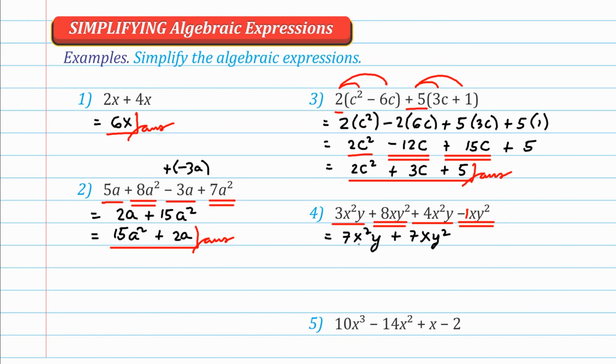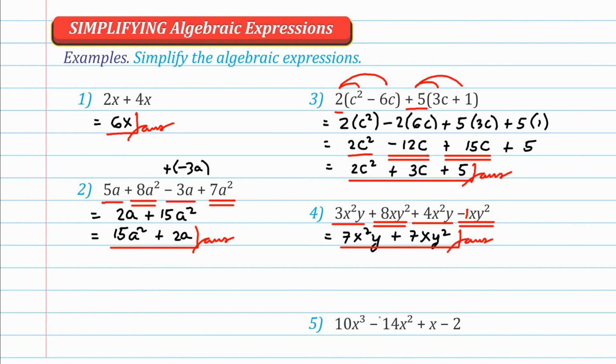Arrange mo with respect to X. The degree of X here is 2. The degree of X here is 1. Therefore, tama ng arrangement mo. This is our answer. 7x squared plus 7xy squared.